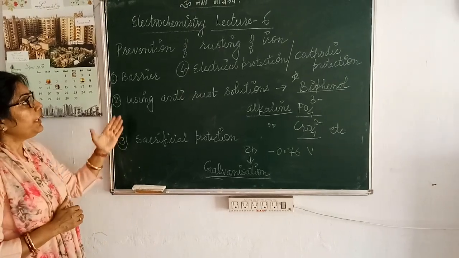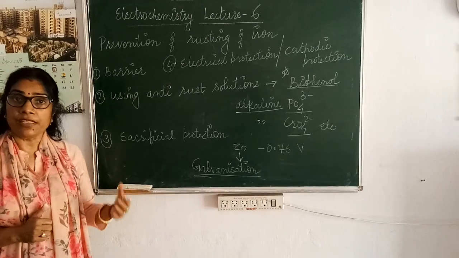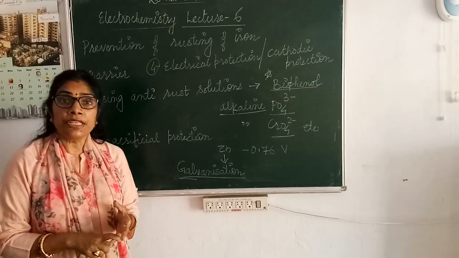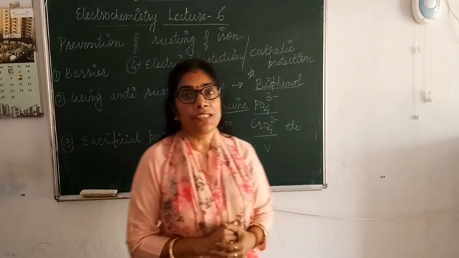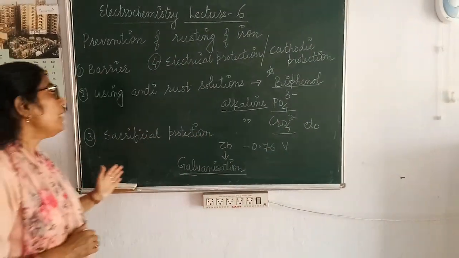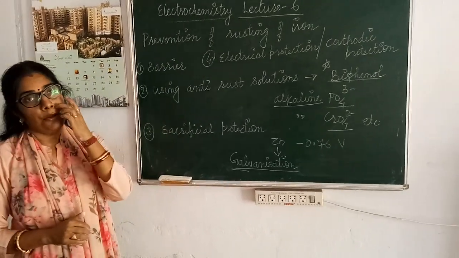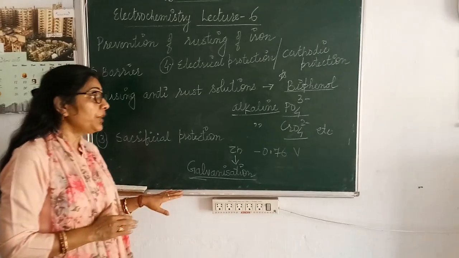And then in our previous lectures we studied commercial cells, that is batteries, primary cell, secondary cell, lead storage cell, nickel cadmium storage cell, fuel cell, and finally corrosion or the electrochemical theory of rusting of iron. So we have completed electrochemistry.